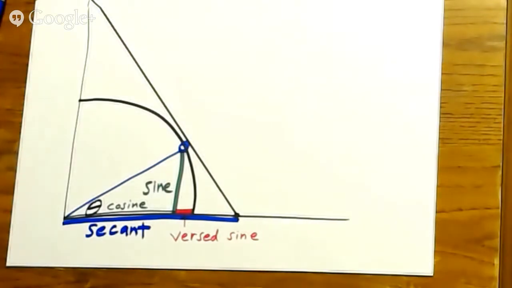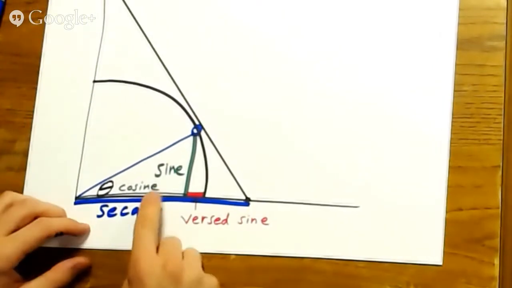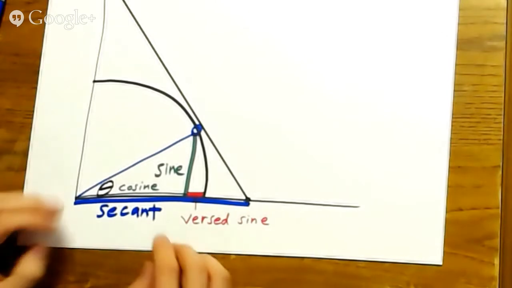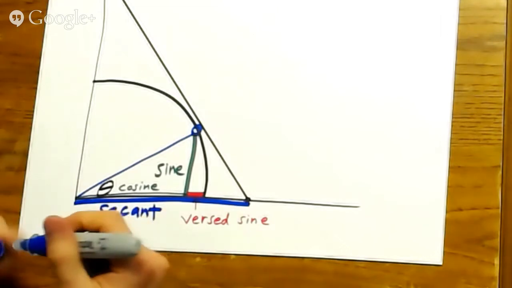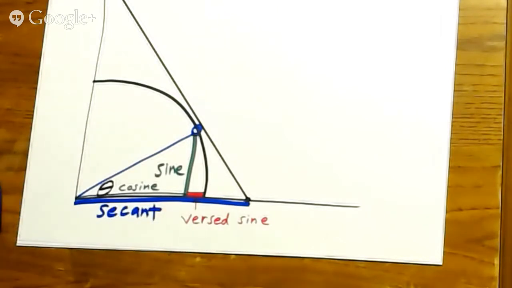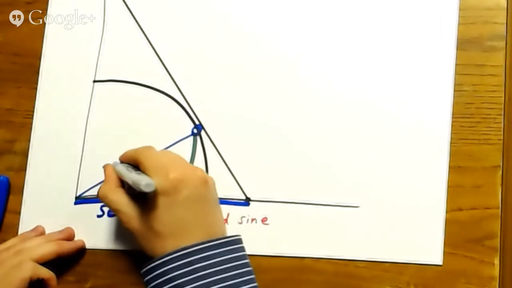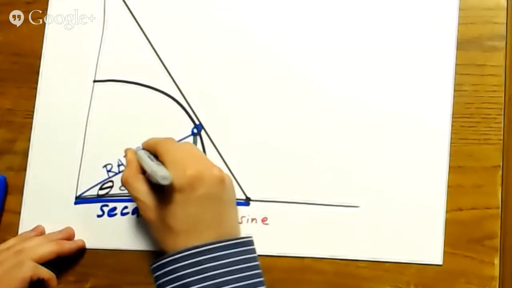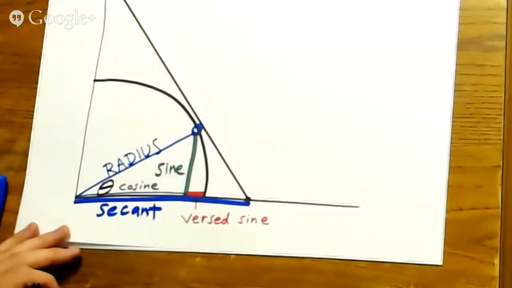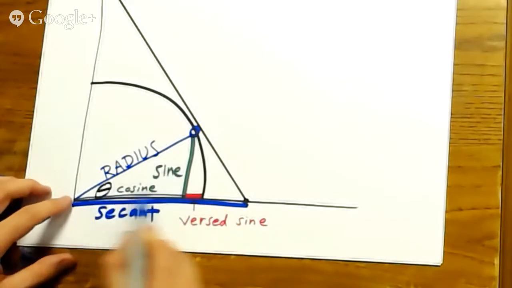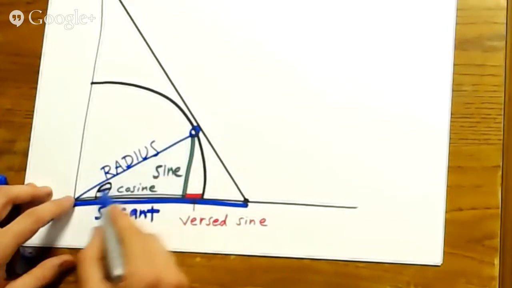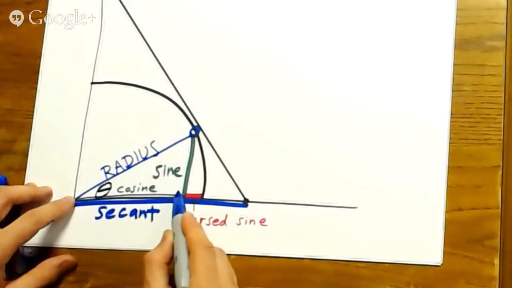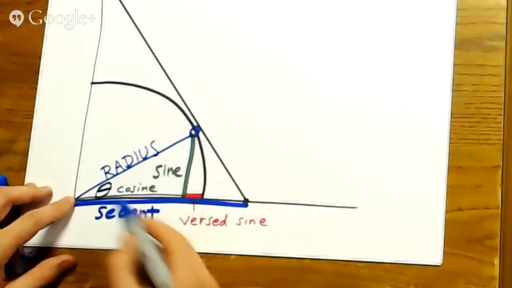So the secant is like the opposite of the cosine. First off, we got this blue thing here. This is the radius of the circle. This is like our 1. That's the radius of our circle. So for the cosine, we got a right-angled triangle here. The cosine is the side next to the angle, when the radius is the hypotenuse.